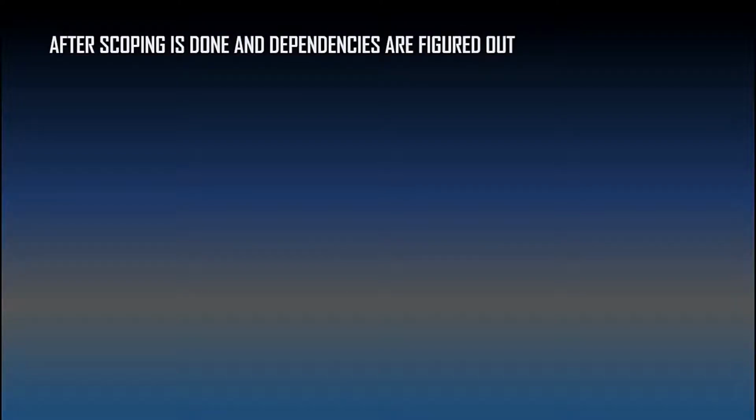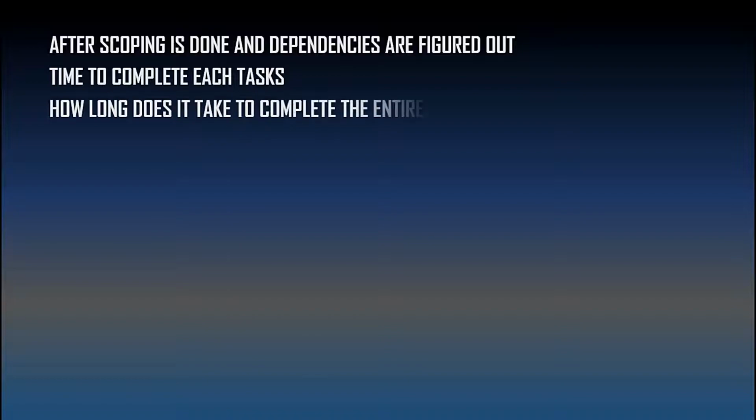After scoping the project and figuring out which task is dependent on which one, we need to come up with the amount of time it is going to take in order to complete the project. To do that, we need to figure out the time needed for each and every individual task. After assigning the time to each of the tasks, we are going to be able to come up with the time that is going to take to finish the entire project.